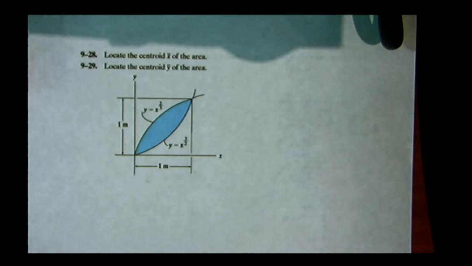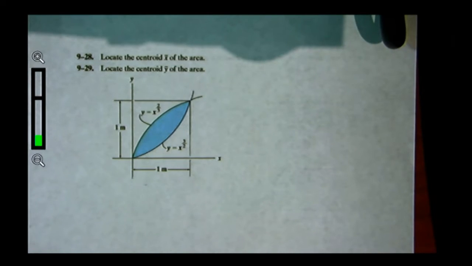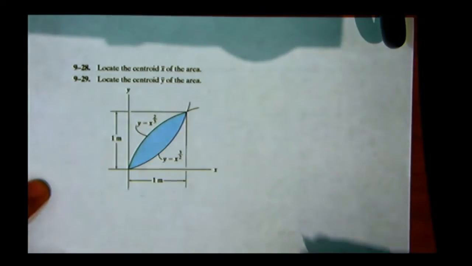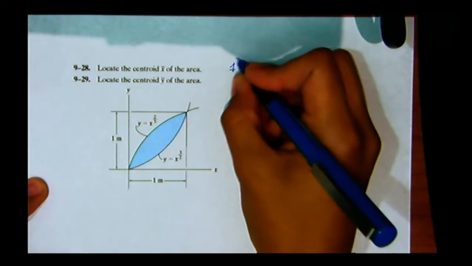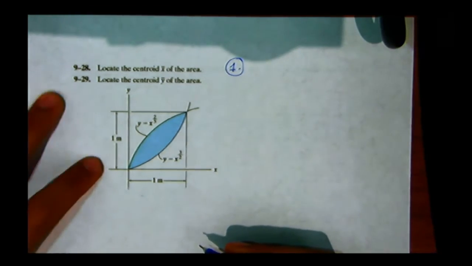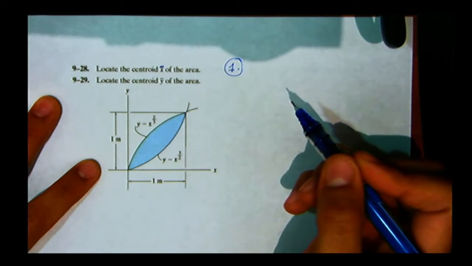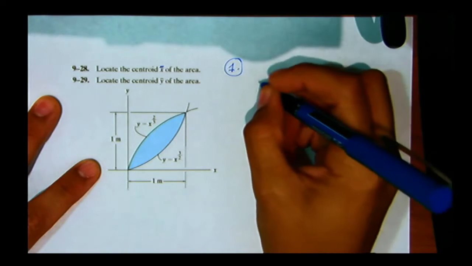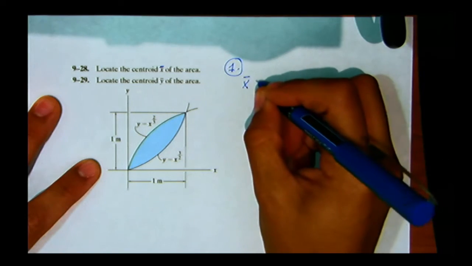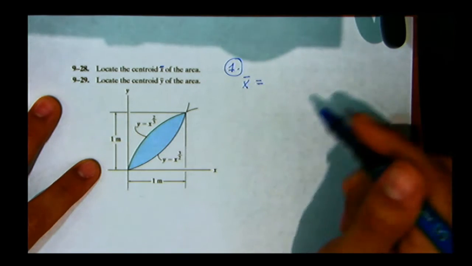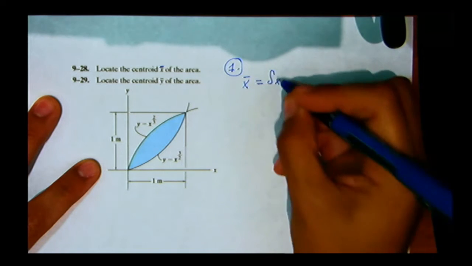Says locate the centroid x bar of the area. So what is our centroid for x equation? So just this integral, right? Hopefully Mackie will give you the equations. Okay. So this problem is not that hard. You just need to figure out what our dA is, right?